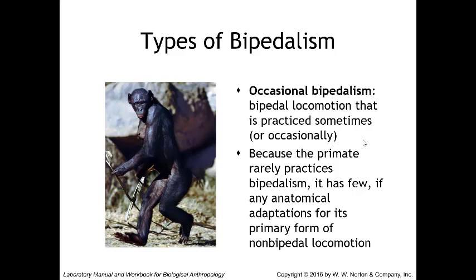Occasional bipedalism is bipedal locomotion that is practiced sometimes or occasionally. Occasional bipeds will rely on a different form of locomotion as their primary means of movement, and they often fall back on bipedalism under certain circumstances. So, for example, non-human apes will move bipedally on the ground when they are using their hands to carry things. So they are occasional bipeds. Because the primate rarely practices bipedalism, it has few, if any, anatomical adaptations for bipedalism, and instead has adaptations for its primary form of non-bipedal locomotion.